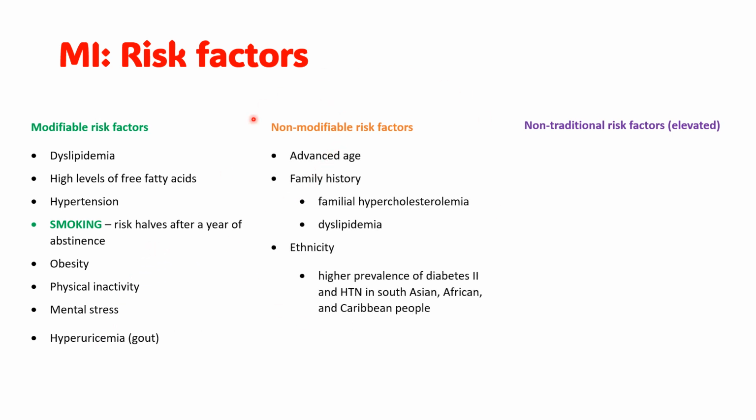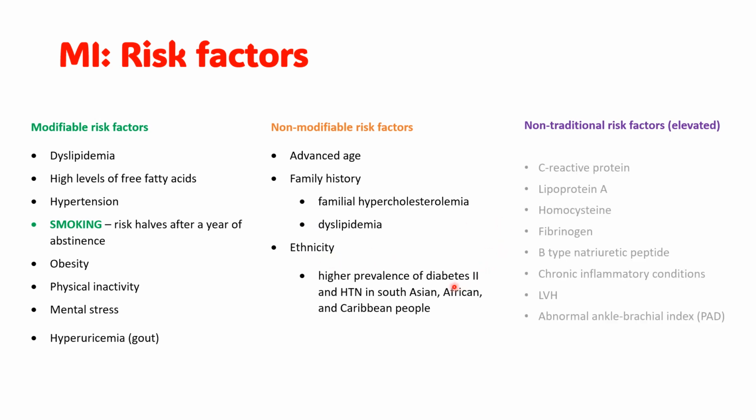And then non-modifiable risk factors such as advanced age, family history, and ethnicity. And then we have these non-traditional risk factors. So we can have elevated C-reactive protein, which is an acute phase protein associated with inflammation. During an MI, you have some myocardial inflammation occurring.